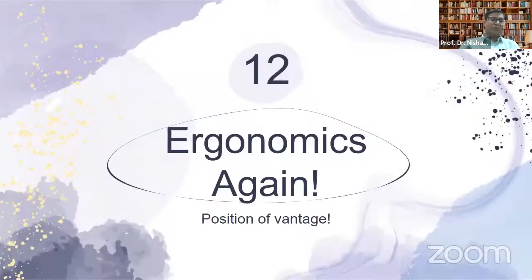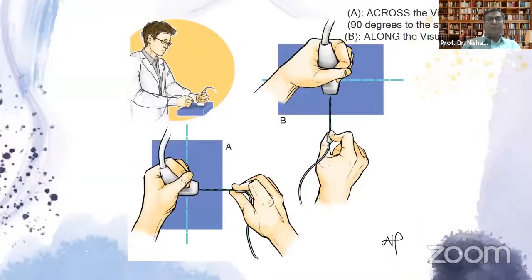Okay. Now, we'll talk a bit more about ergonomics. That is the position of vantage. You have decided that you'll go in plane or out of plane. That is up to you. But the important thing is that your needle should not be across the visual axis.